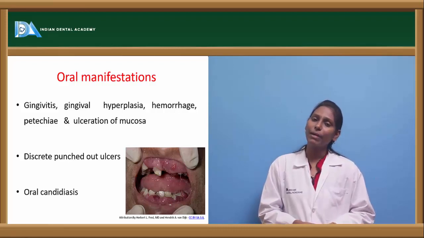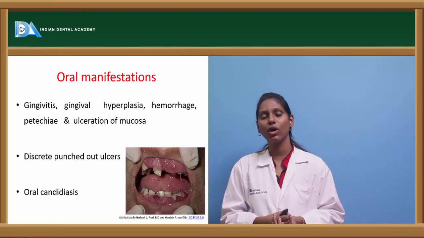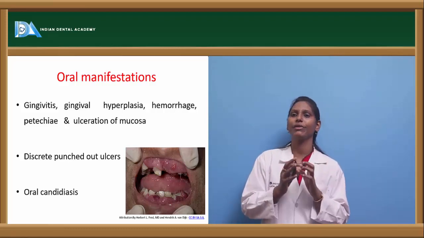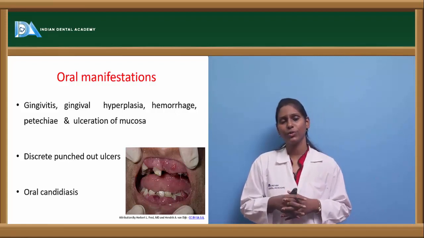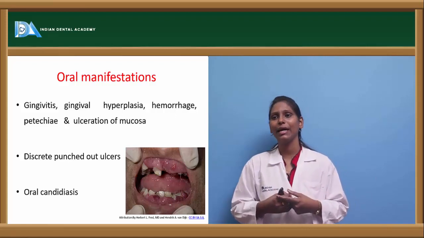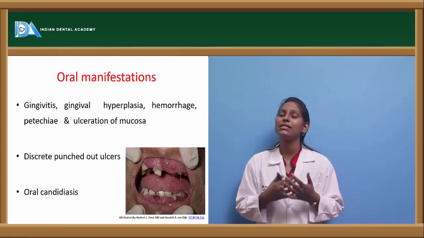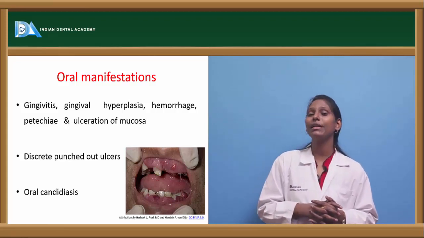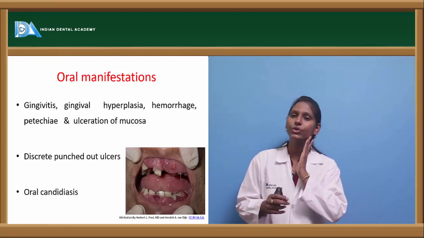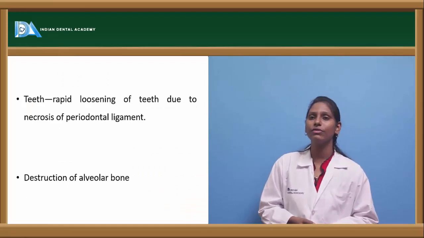Now coming back to oral manifestations, gingival manifestations are more commonly seen in leukemia. Boggy, enlarged, friable gingival hyperplasia is usually seen, and the gingiva is so friable that easy hemorrhage can be seen, petechiae and ulcerations of mucosa. Petechiae are because of thrombocytopenia, and gingival hyperplasia is because of leukemic infiltration into the gingiva. We see discrete punched out lesions because of neutropenia. Oral candidiasis is also one of the commonest features, again because of neutropenia.